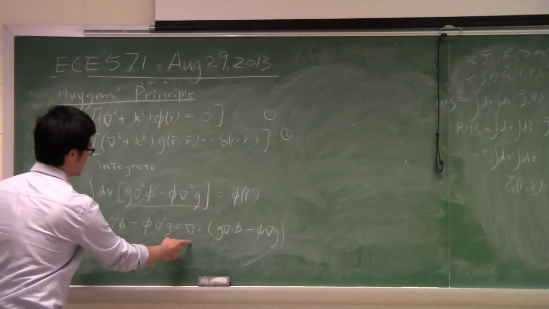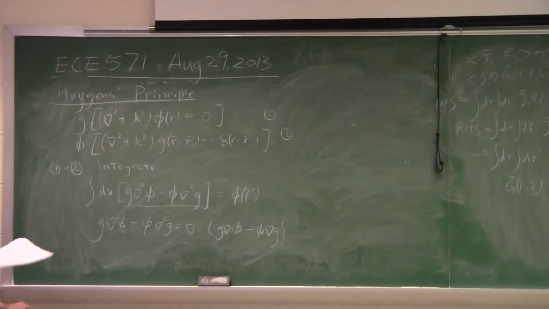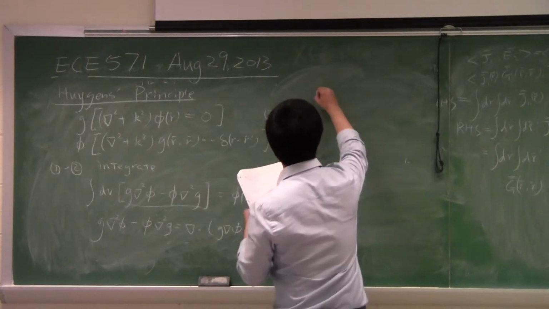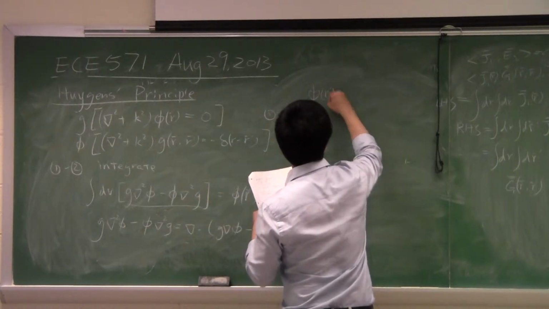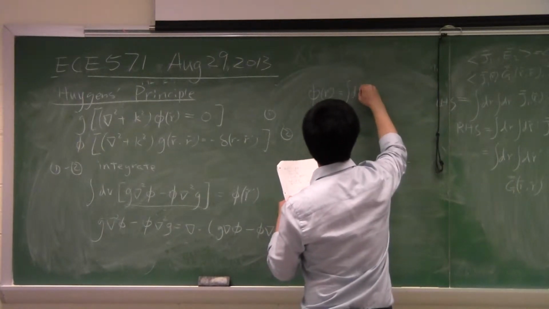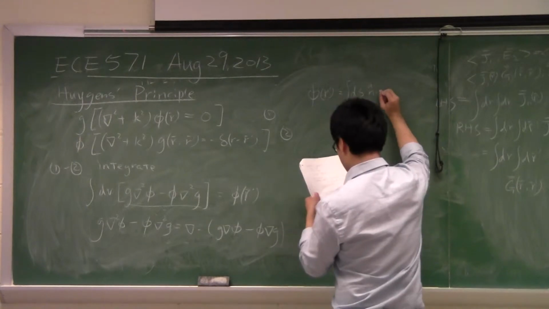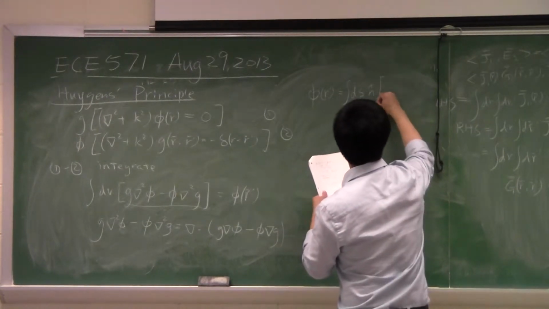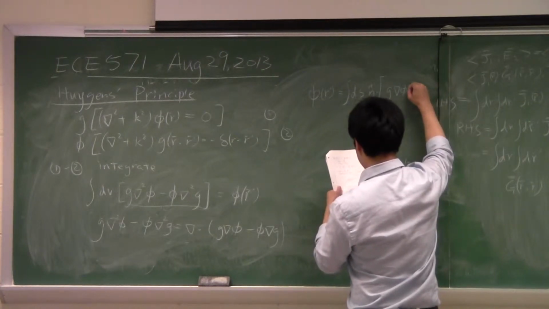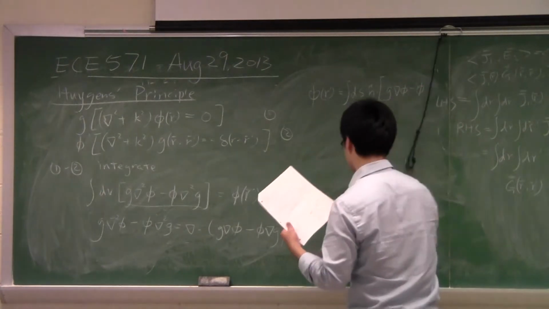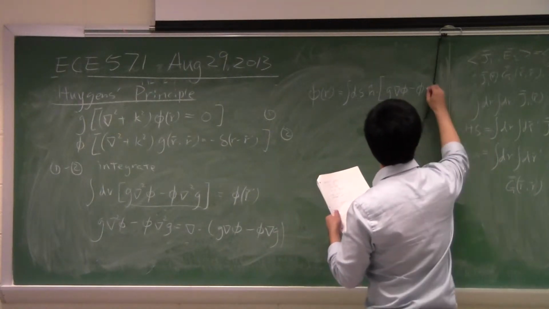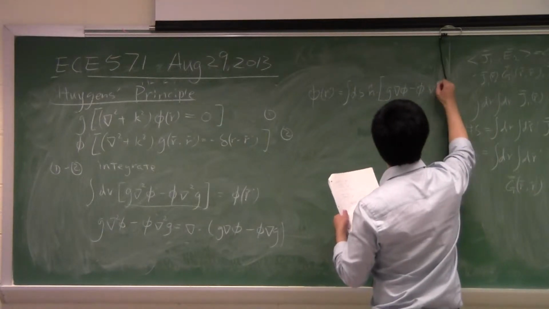So the reason we do this is, again, we can use the Gauss theorem. So now we can see that the phi prime can be written as a surface integral of G gradient phi minus phi gradient G.